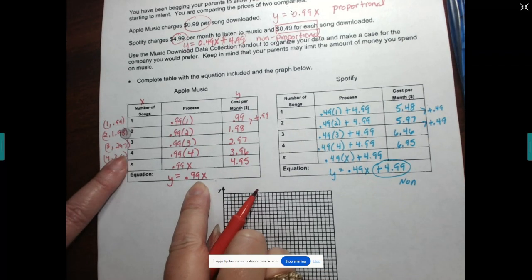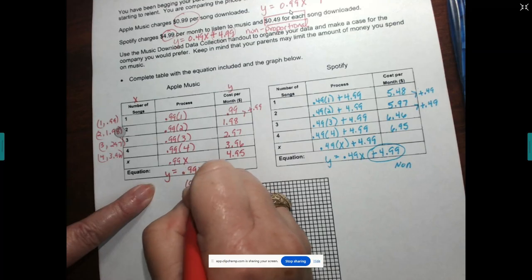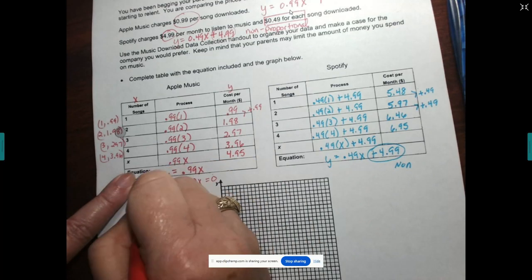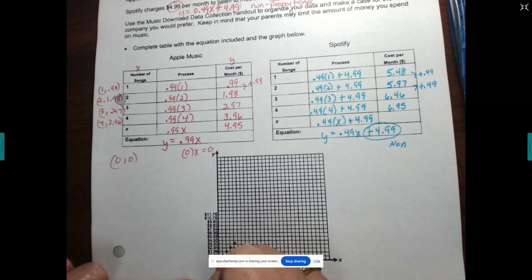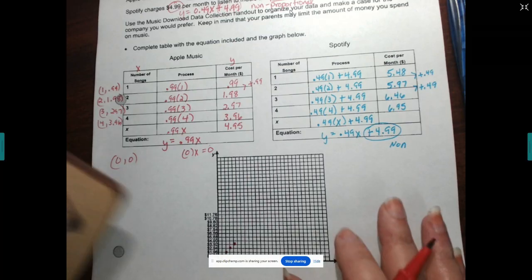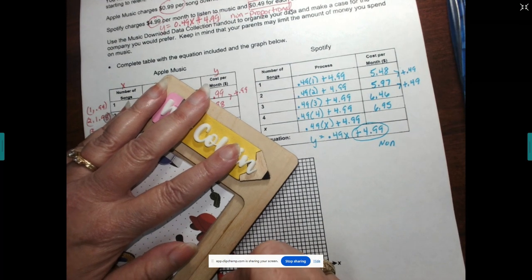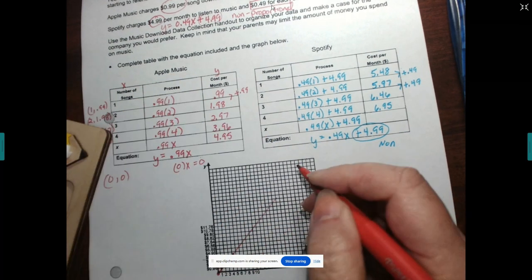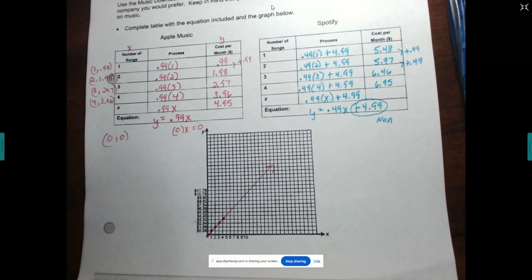It starts at 0. If I input a 0 here, 0 times x, it equals 0. So my coordinate pair would be 0, 0. It is going to go through the origin, making it a proportional relationship, just like we said. I'm going to connect these points, just like that. And there's the Apple Music.